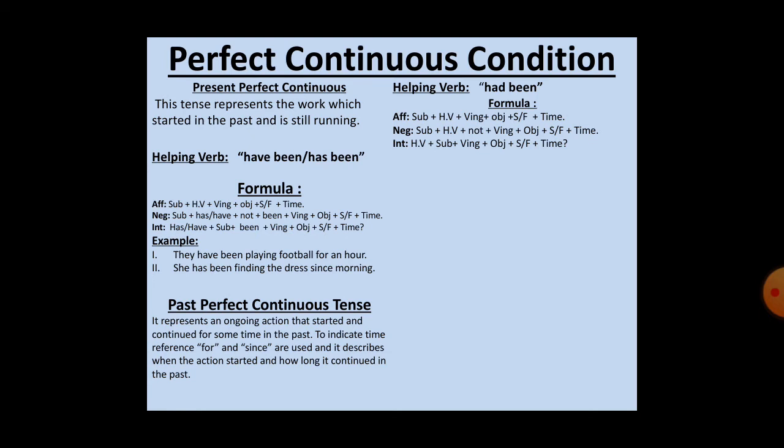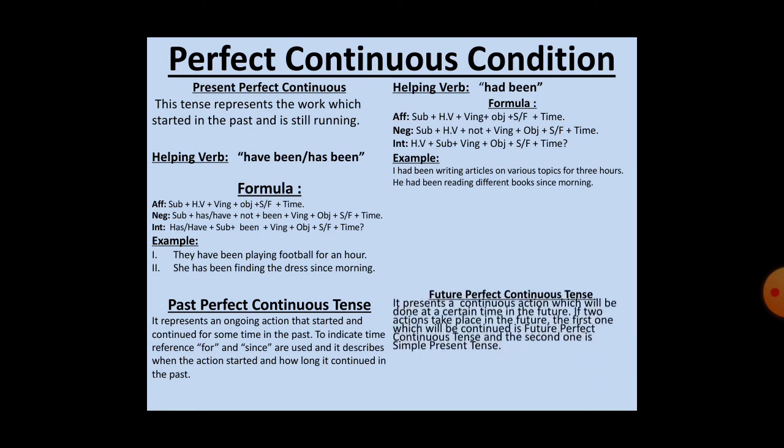In negative we use subject, helping verb, not, verb ing form, object, since, for, time. Helping verb, subject, ing form, object, since, for, time. Then comes the example. I had been writing articles on various topics for 3 hours. He had been reading different books since morning.